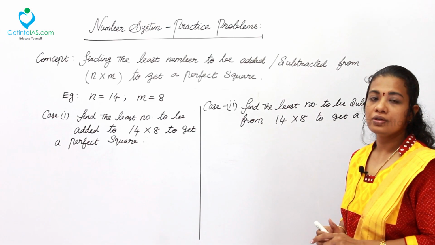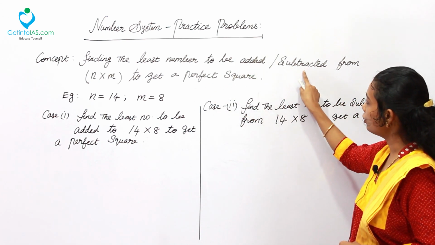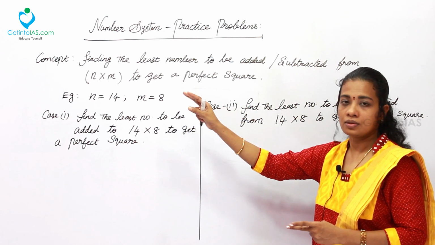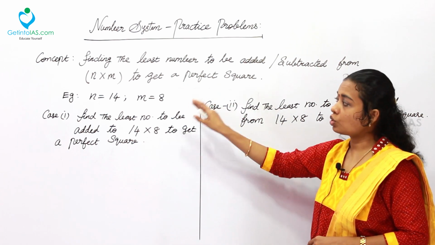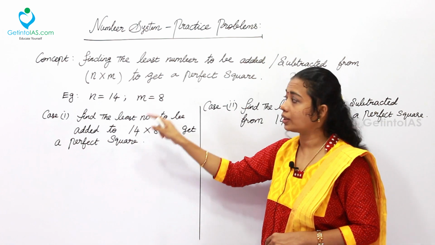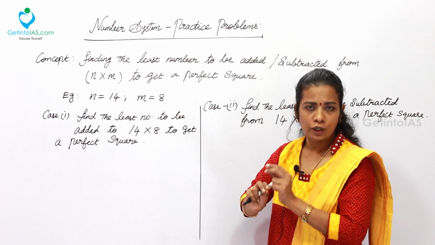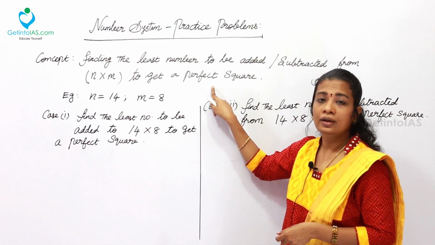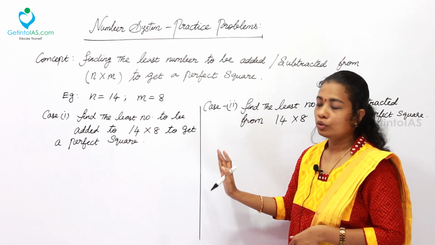The next question is based on the concept of finding the least number to be added or subtracted from n into m, which is given two numbers, the product, to get a perfect square. So here the n into m value will be given in such a way that it is not a perfect square. So you want to add or reduce some number to get the perfect square. That is the thing we are going to do now.